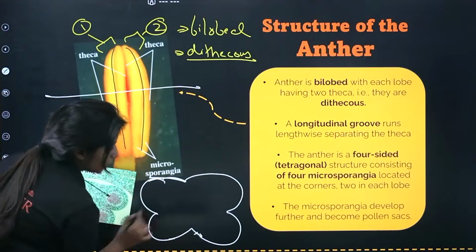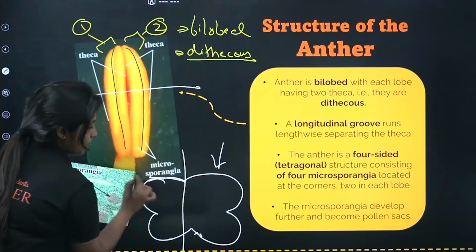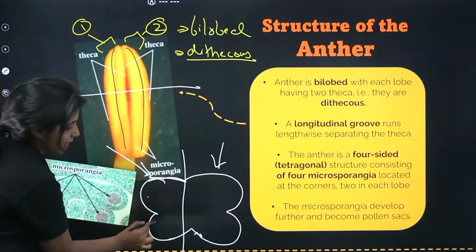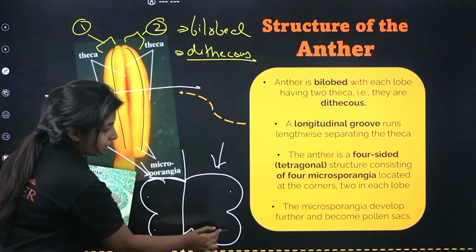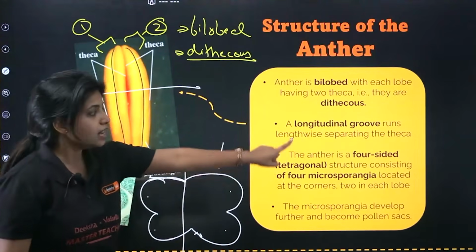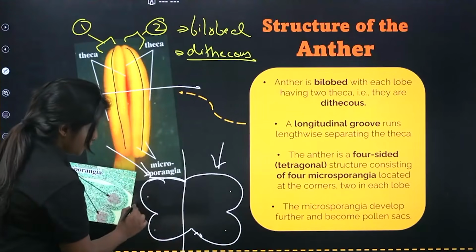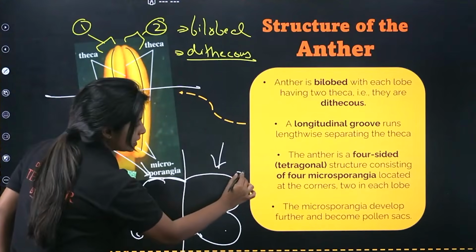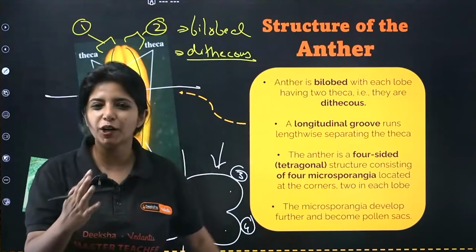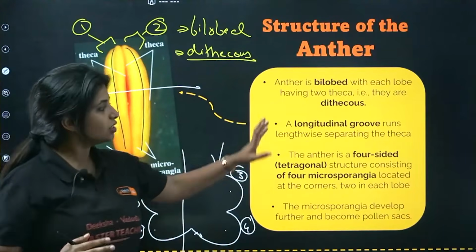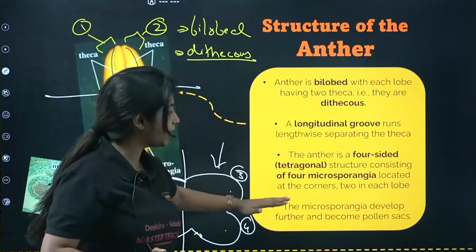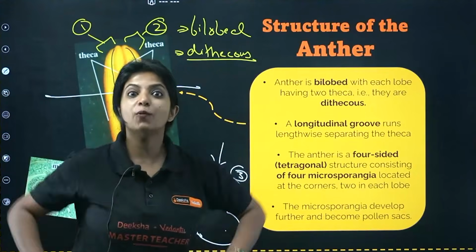So if you have got an understanding, this is going to be one lobe, this is another lobe, and as I told you, one lobe has two theca. So this is one theca, this is another theca, this is another theca, this is another theca. So dithecous here also, right? And this is the thing that is mentioned over here. The anther is four-sided: this is the first side, second side, third side, fourth side, which is why I call this a tetragonal structure. Tetra means four. So it's a four-sided structure, and it consists of four microsporangia located at the corners, two in each lobe. Now, what is that?